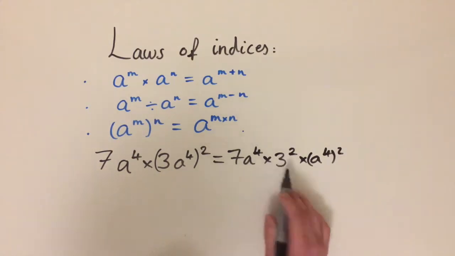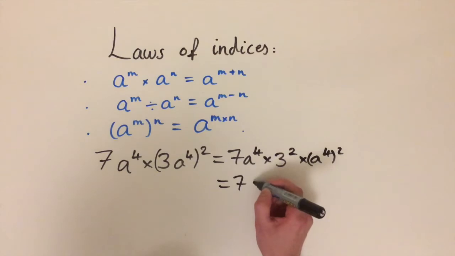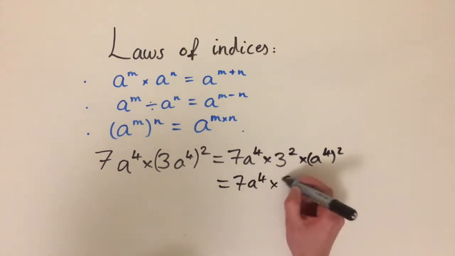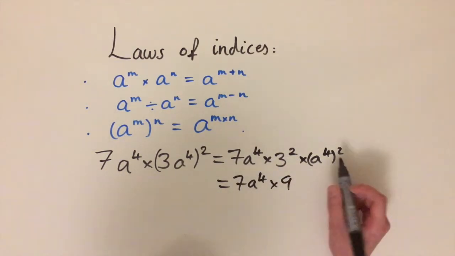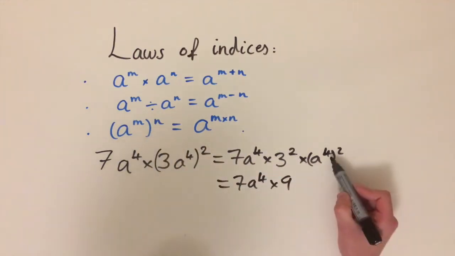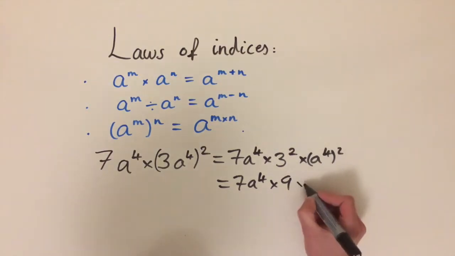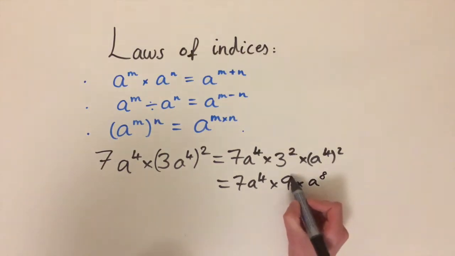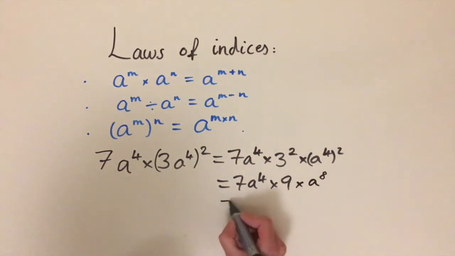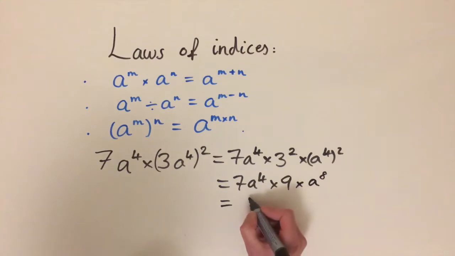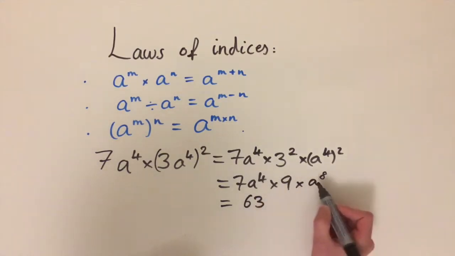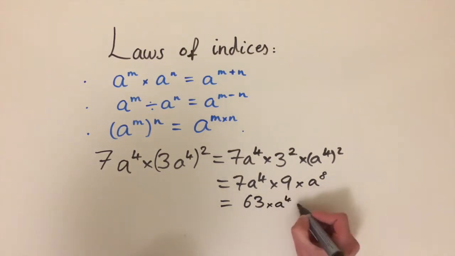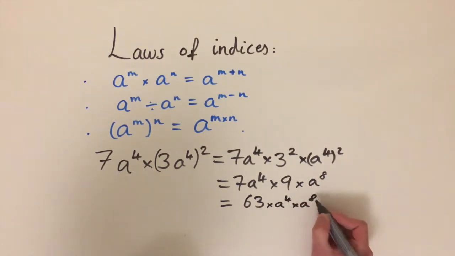3 squared is obviously 9, so we can write this as a to the power of 4 times 9, and then for this term we're going to use the law of multiplication. We have 4 raised to the power of 2, so we can just multiply these numbers together. 4 times 2 is 8, so we are left with a to the power of 8. And now we can bring the numbers to the front, so we have 7 times 9, that's 63. So we have 63 at the front, and then we have a to the power of 4 times a to the power of 8.